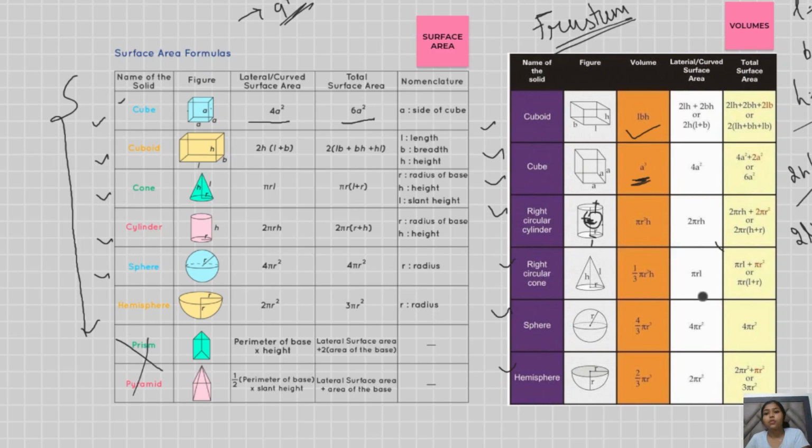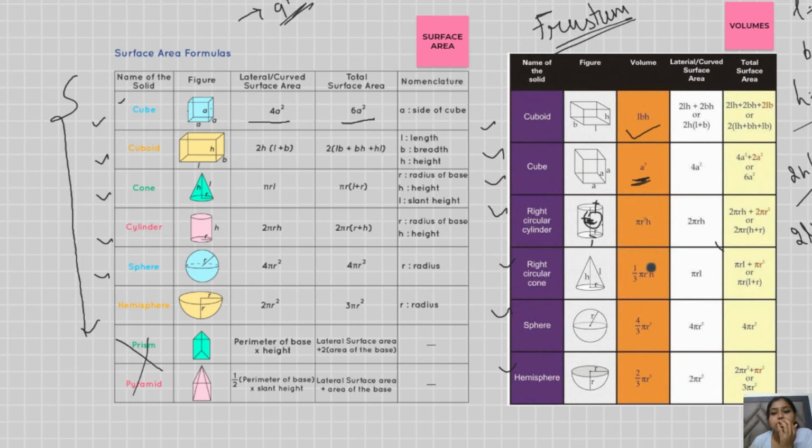Now moving ahead with the total surface area, it is 2 pi r (h plus r), where all the terms are known to you. And coming to the volume, it is pi r square h, where pi is the constant term, r is the radius and h is the height, right?